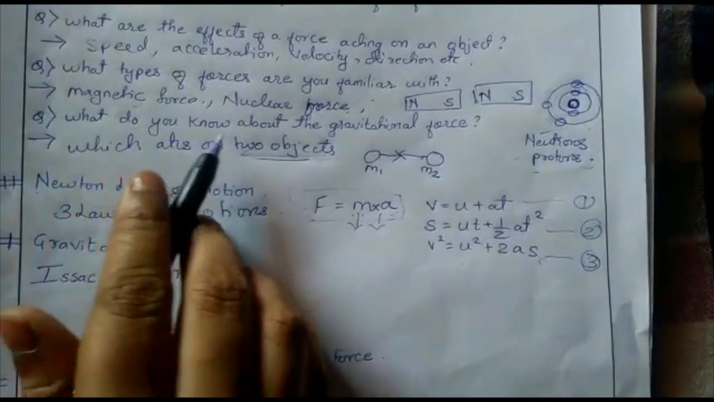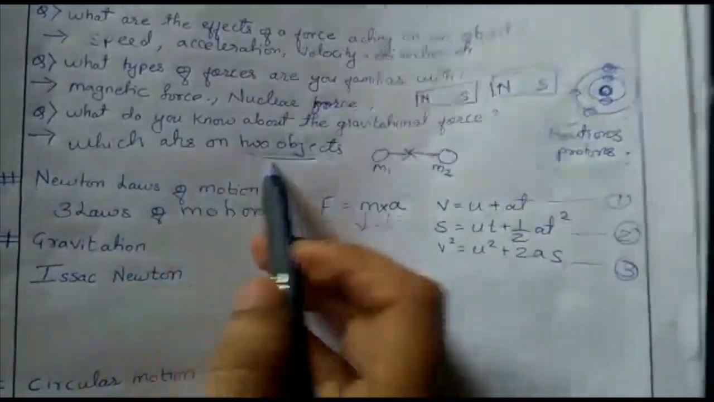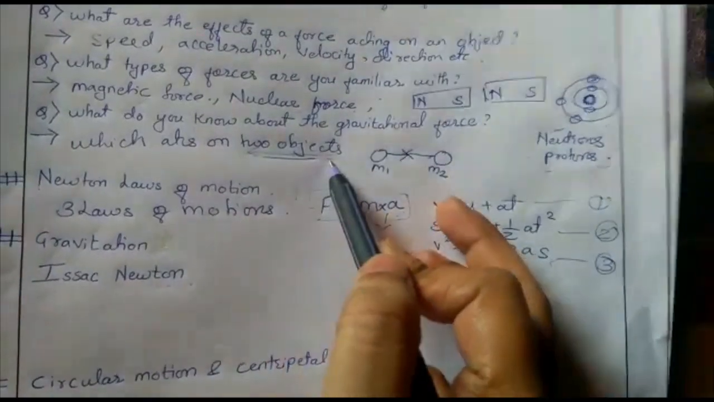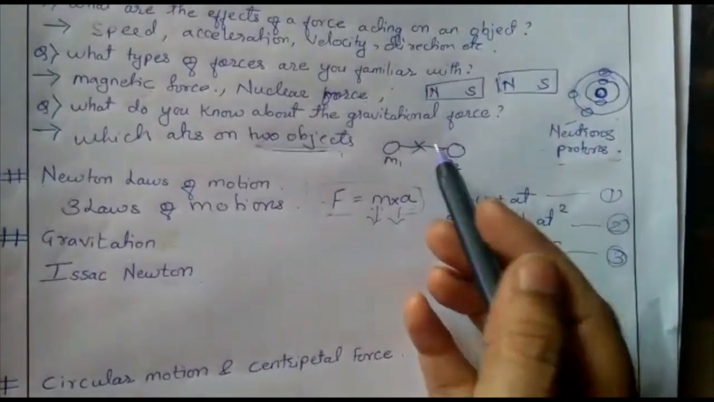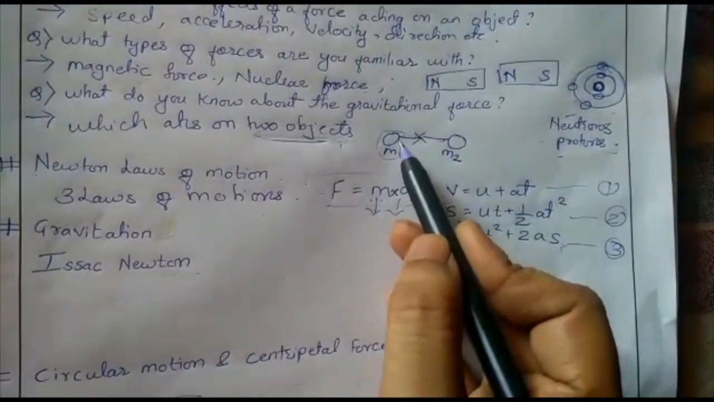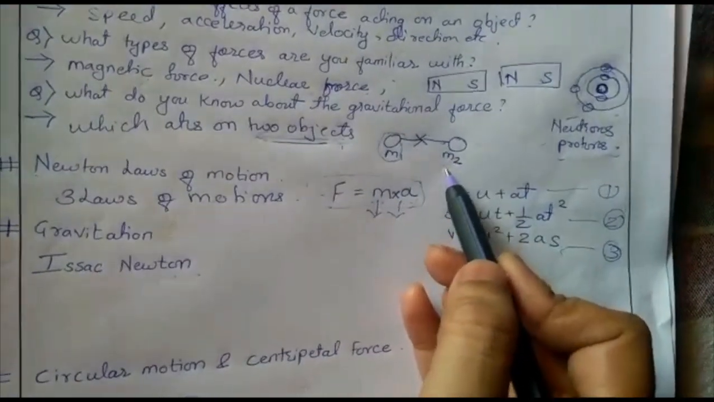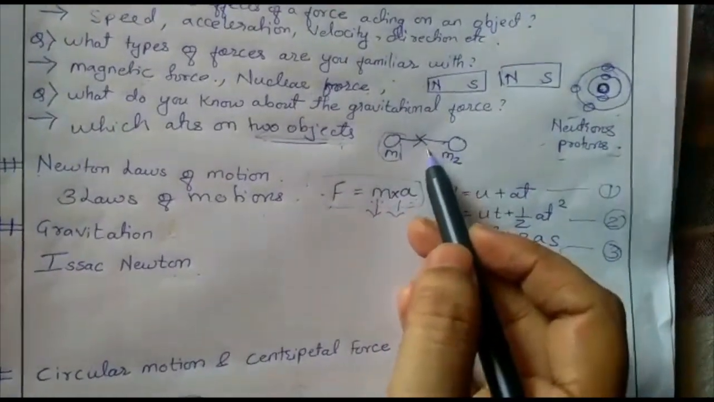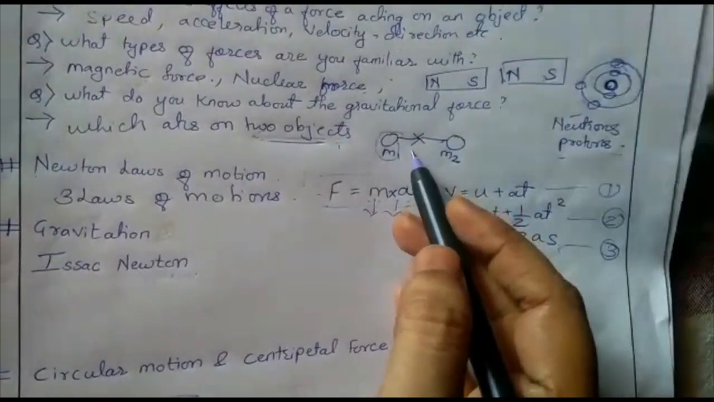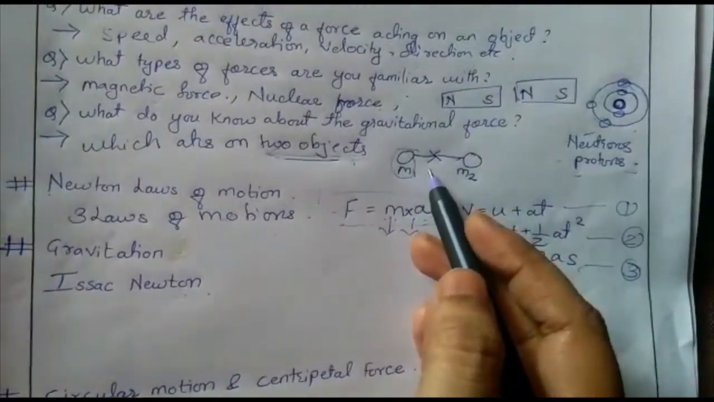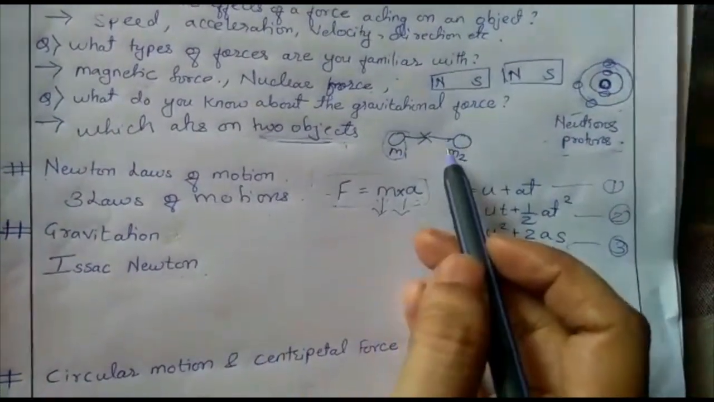Now, what do you mean by the gravitational force? The force which acts on two objects is called the gravitational force. Any two objects in the universe. If you consider this object of mass m1 and this object of mass m2, they both have an attracting force towards each other. This is called the gravitational force which exists between two bodies.